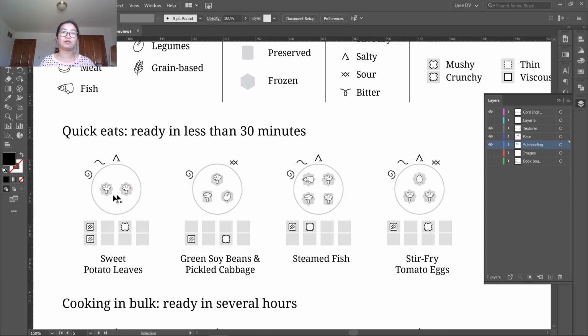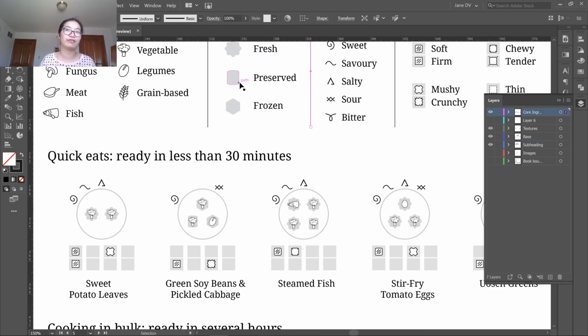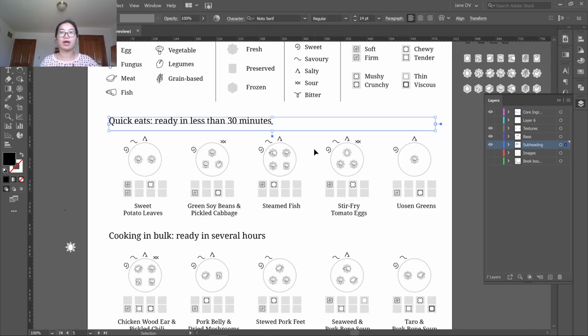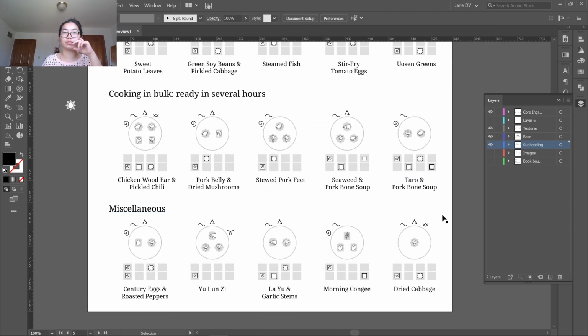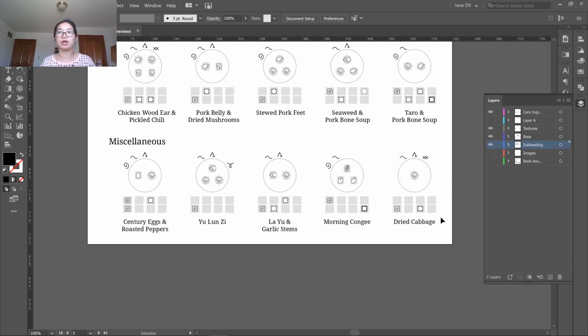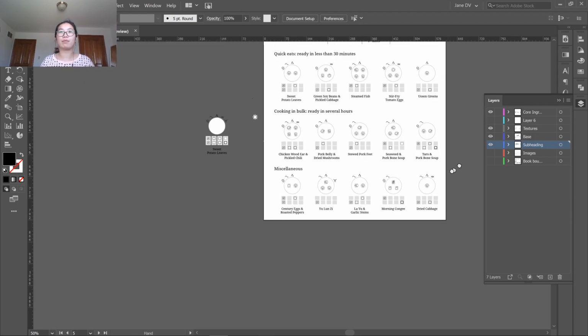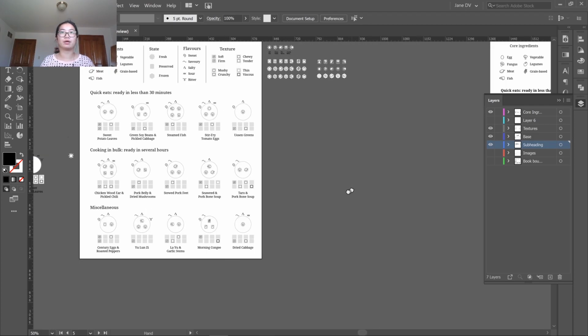Oh, and the core ingredients are fresh. So if it looks like a flower, it's fresh. If it looks like a can or rectangle, it's preserved. Hexagon is frozen. And I don't add color yet because color is another layer to consider, and I don't consider that until the end. It's just how I approach it. Everyone does it differently, but I personally don't like to use color right away.